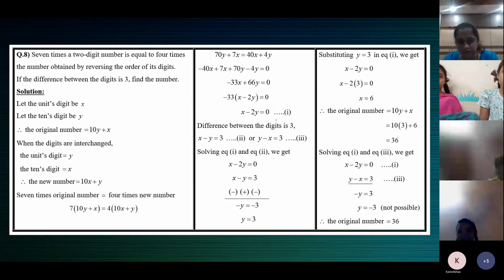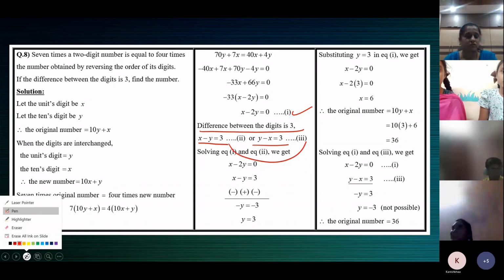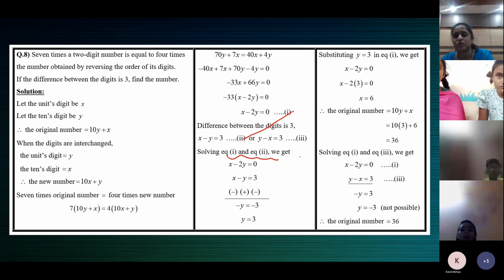So that's the first equation, and the difference between the digits is 3. I told you it can be x minus y is equal to 3 or y minus x is equal to 3. You should not solve 2 and 3. Solve 1 and 2, 1 and 3. What happens? Please listen, this is important. When you solve 1 and 2, you should not solve 2 and 3, children. Those equations come from the same information. Don't solve 2 and 3.